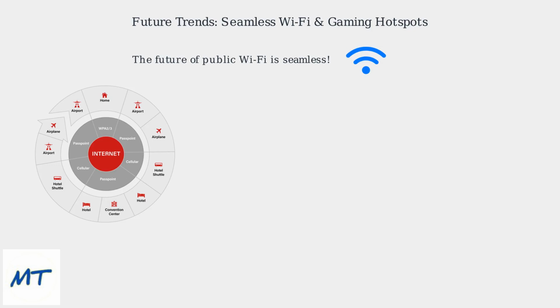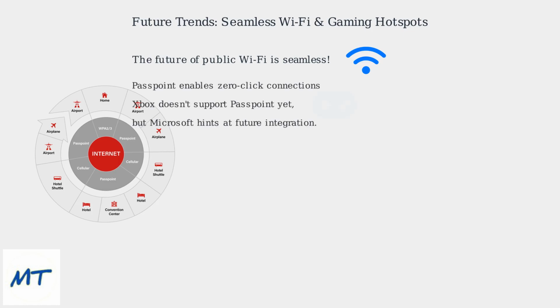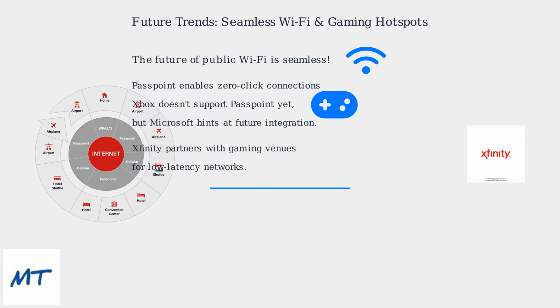By 2026, 60% of U.S. hotspots support Passpoint, a standard for zero-click connections without manual logins. Xbox consoles don't fully support Passpoint yet, but Microsoft has hinted at integration in future firmware updates, potentially eliminating manual authentication by 2027. Xfinity is partnering with gaming venues like esports arenas and retail stores, prioritizing low-latency networks for consoles.